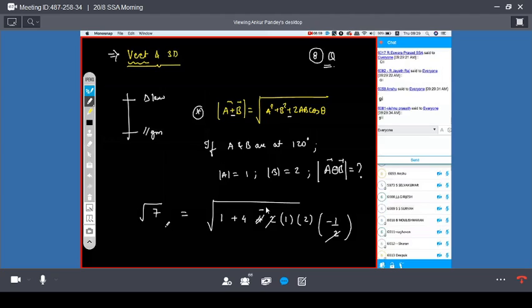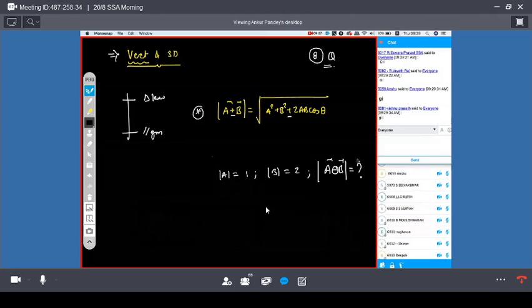Same story in a different version, okay? If magnitude of A is 1, magnitude of B is 2, and magnitude of A minus B is root 7, then what is the magnitude of A plus B? Quickly.